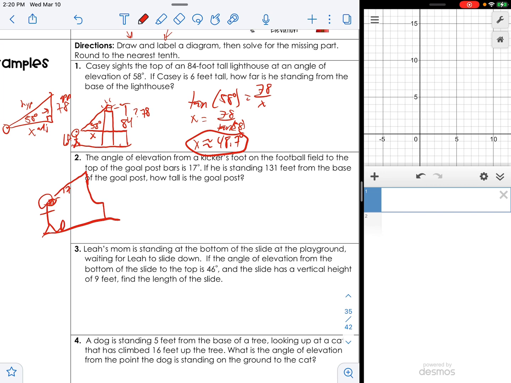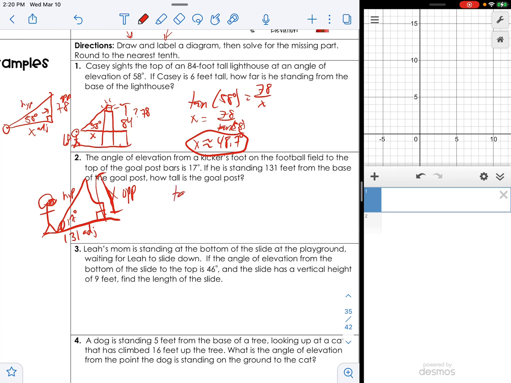Okay. Oh, but it's from his foot. So let's adjust our drawing here. From his foot to the top, that's 17 degrees. If he is standing 131 feet away from the base of the goalpost, how tall is the goalpost? So that's going to be the opposite. This is going to be the adjacent. This is going to be the hypotenuse. This is where our 90 goes, up that way. Okay, so how far up there?